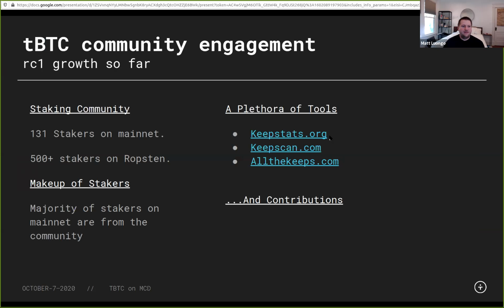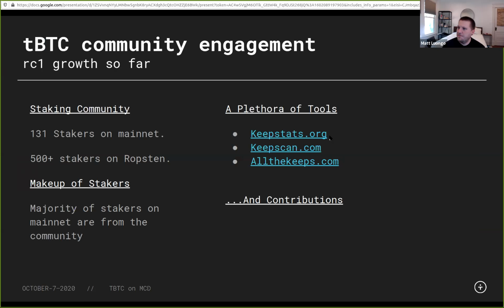But moving on a little bit, the community has grown incredibly. So far, we have 131 stakers on mainnet backing tBTC deposits and over 500 on Ropsten. Our goal is to hit 500 independent stakers by the end of the year. So what that means is those are people who hold Keep, which is the work token behind the system that keeps it permissioned right now, and who have put down ETH to basically provide assurance that they are safe custodians for your Bitcoin. And of course, that's up for seizure if they're dishonest.